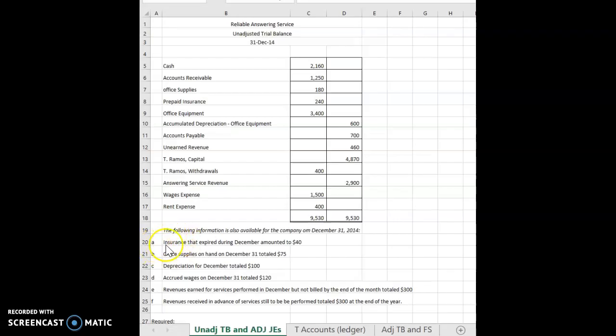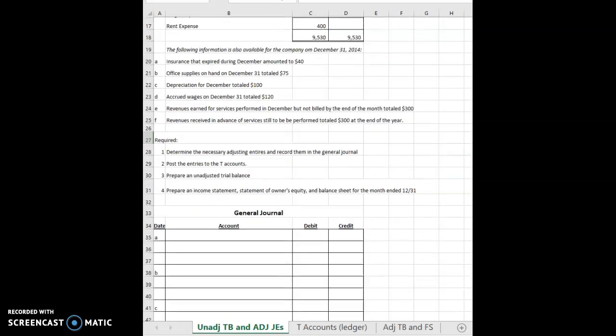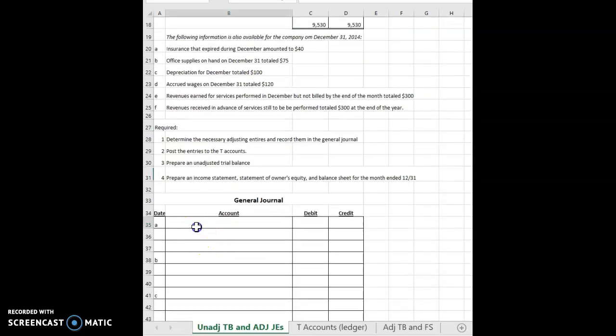Alright, so in A, it says insurance that expired during December amounted to $40. And it's always for the amount that has expired. So let's go make that journal entry. It's going to be a debit to insurance expense, because it's always insurance expense if we use it up, for $40. And then we're going to take it out of the asset account, prepaid insurance, because we've used it up.